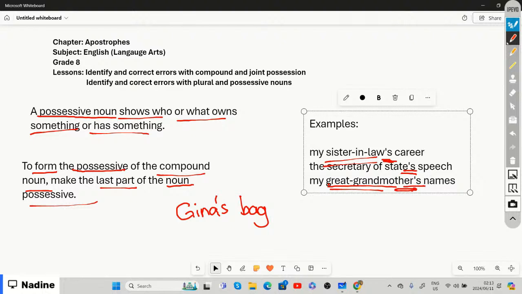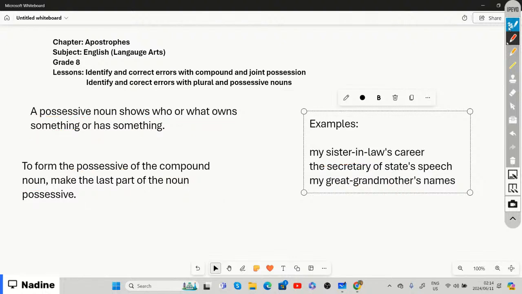And once again, in order for us to form the possessive of the compound noun, we need to make the last part of that noun a possessive. And once we make something a possessive, we need to add an apostrophe and s to that specific word to show that it is a possessive noun. All right? To show the possession.